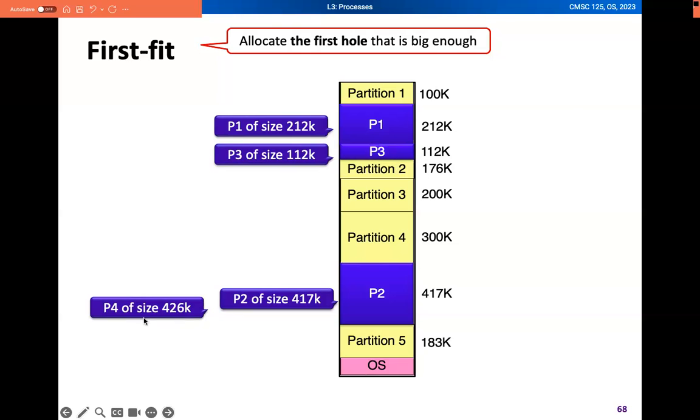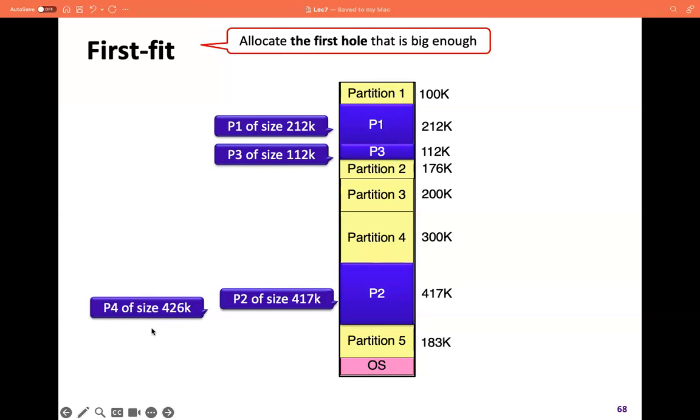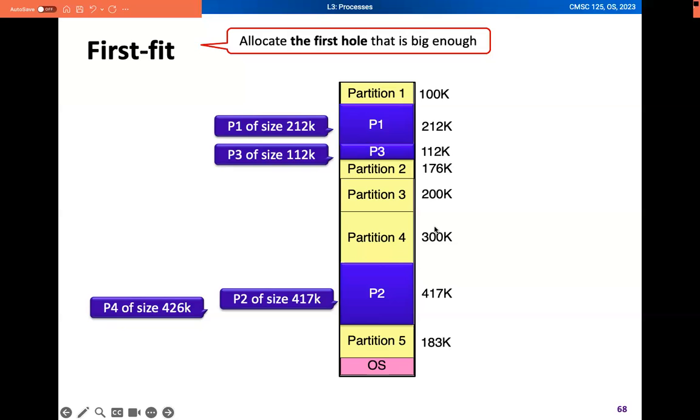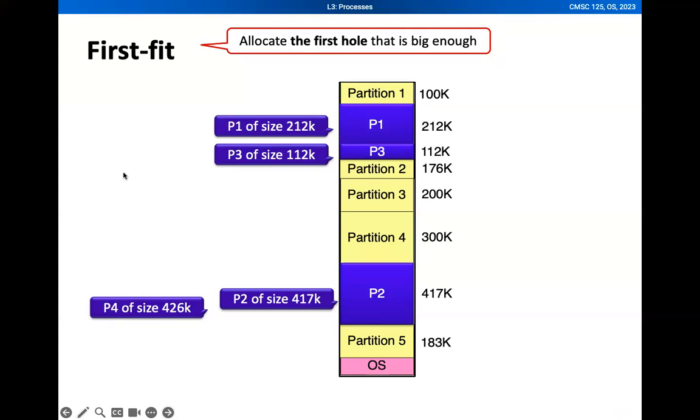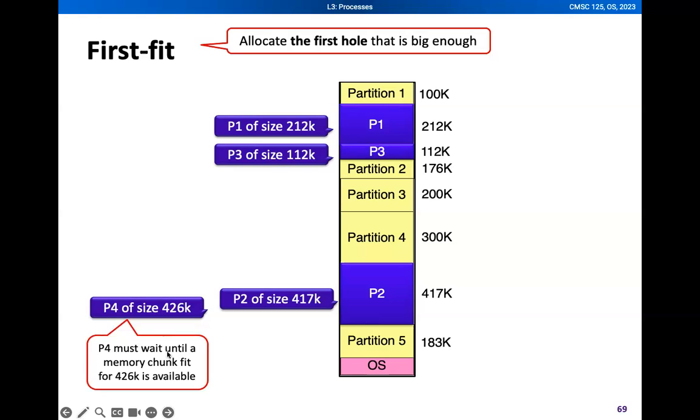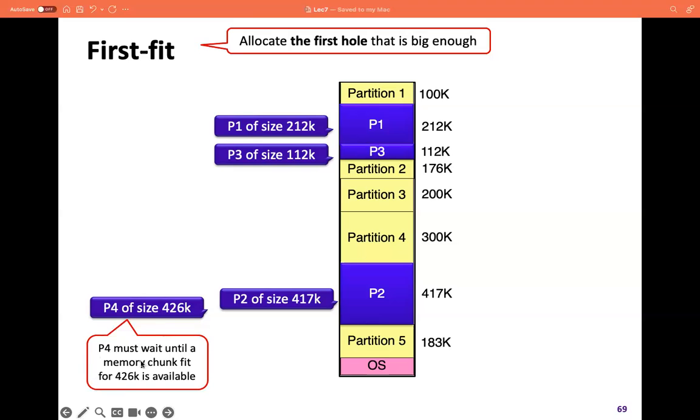Now we have the remaining process P4 of size 426K. So does it fit in any memory block? If we look starting from the beginning of the memory to the bottom of the memory, we can see that there is no such memory that would fit 426K. So what we are going to do is wait. So P4 must wait until a memory chunk fit for 426K is available.